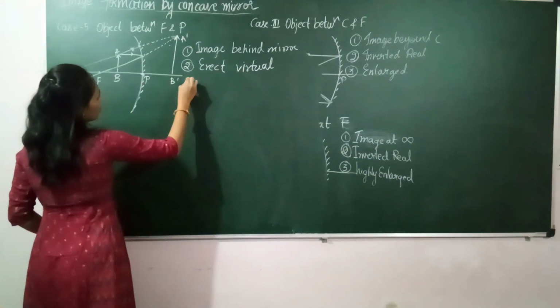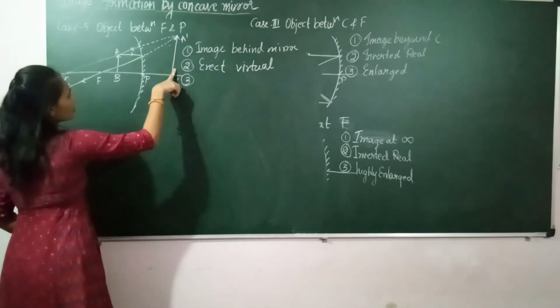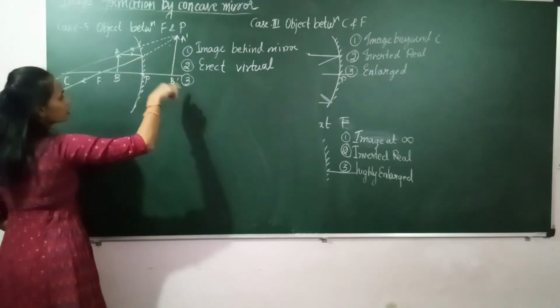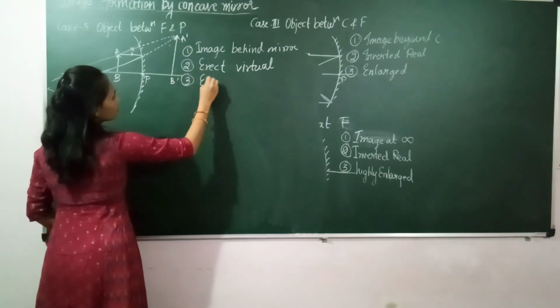So next, third, about the size. How do we determine whether the image size is bigger than the object or smaller than the object? Here it is enlarged. Bigger means we will write it as enlarged.